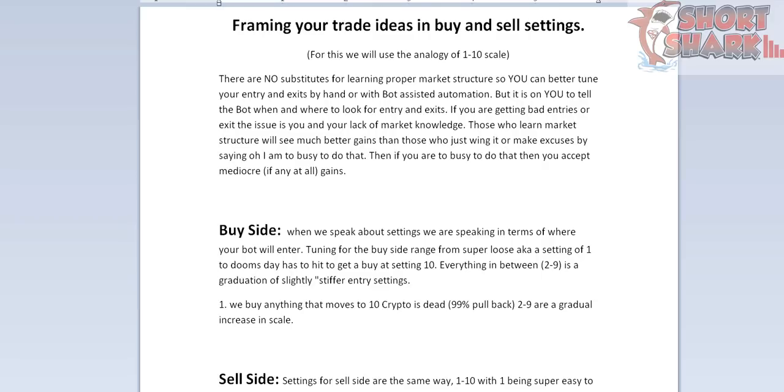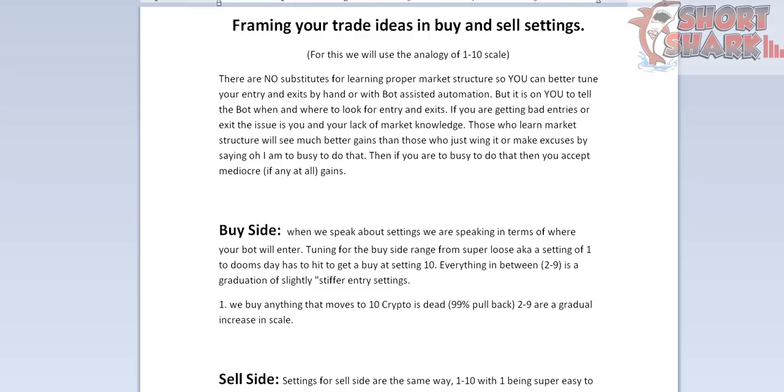And for that, a lot of times I like to explain it on a scale of 1 to 10 for the analogy. So in your settings, you got buy side settings and you have sell side settings. And there's no substitute for learning proper market structure. That helps you tune better for your entries and exits by hand, or if you want a bot to trade, to give it proper entry and exits. If you just flip some stuff on and you're like, oh man, my bot didn't buy right. Well, you set it wrong, man. Like, it's on you. So again, you bought an extension of you, not AI.